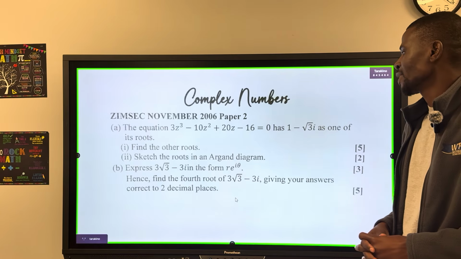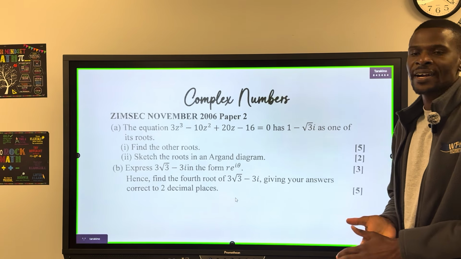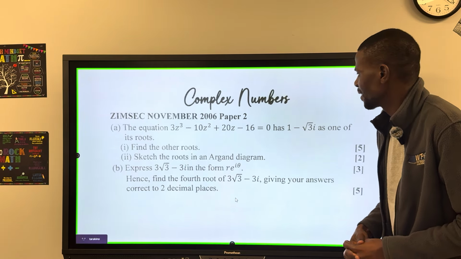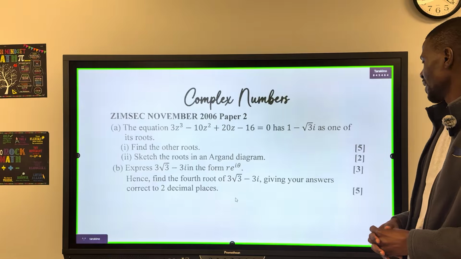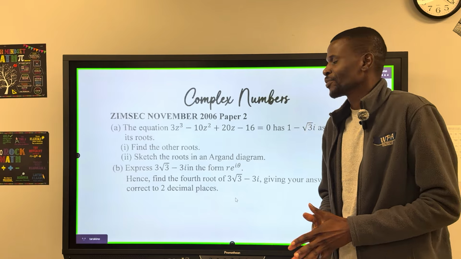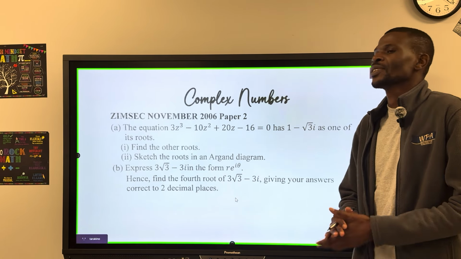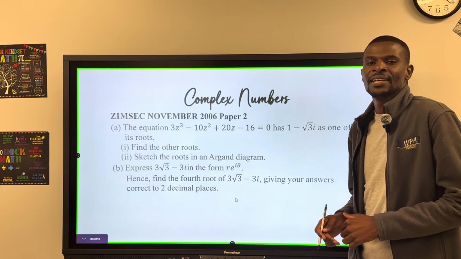Then part B, express 3 square root of 3 minus 3i in the form r e to the i theta in Euler form. Hence, find the fourth root of 3 square root of 3 minus 3i, giving your answers correct to 2 decimal places. Right. So what we need to know here, guys, are the properties of polynomials.